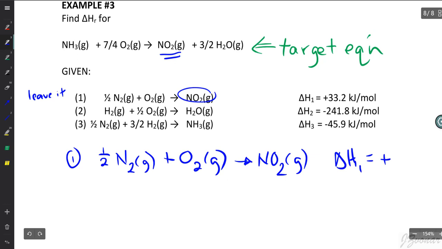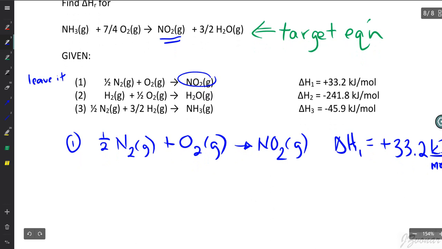Okay, so we don't do anything, because we didn't do anything to the given equation, we are not going to do anything to the delta H value either. Looking at the next equation, we see that we've got H2, O2, H2O. It is the H2O that we're interested in. It is on the correct side of my target equation as part of the products. However, it has a coefficient of 3/2.